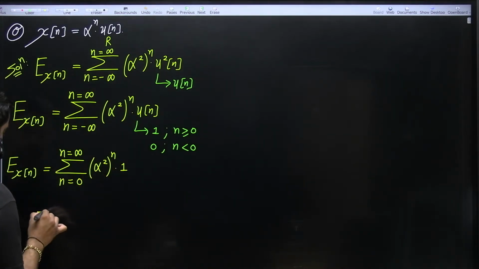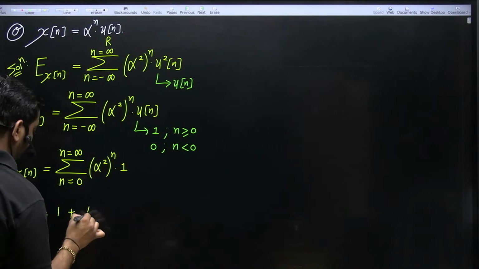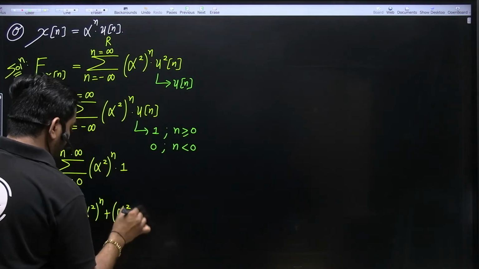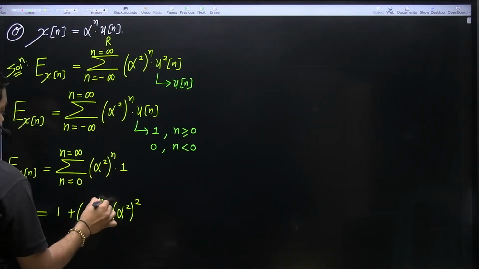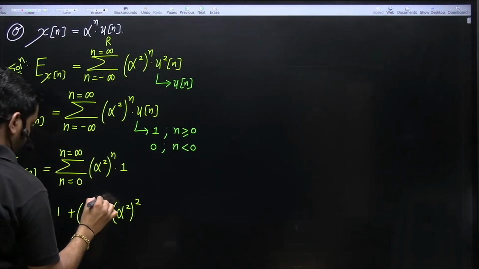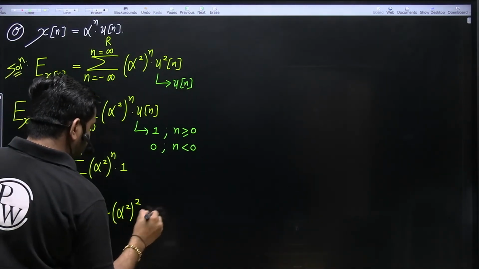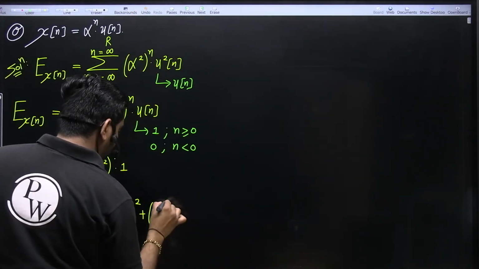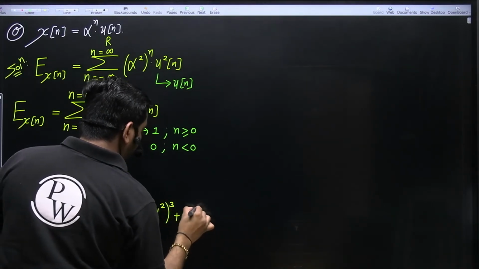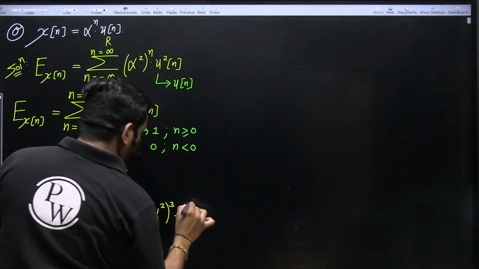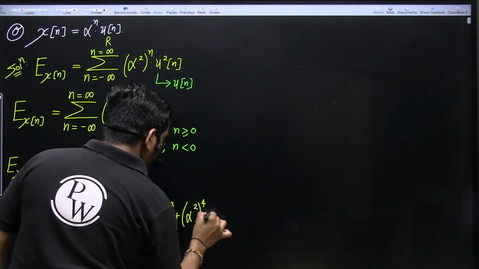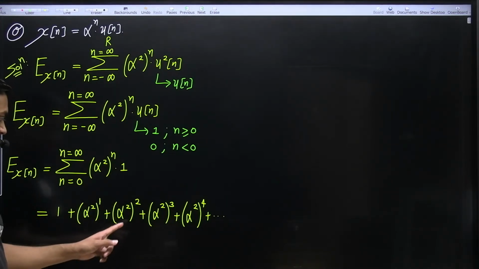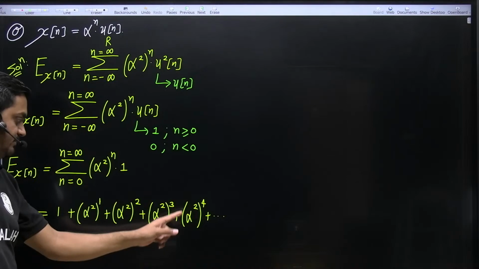Now put the different values of n equal to 0, 1: alpha square power 0 equals 1, next n equal to 1 plus alpha square, plus alpha square cube, plus alpha square power 4, and so on. So we know that this is the series expansion 1 plus x plus x square plus x cube plus x power 4 and so on.